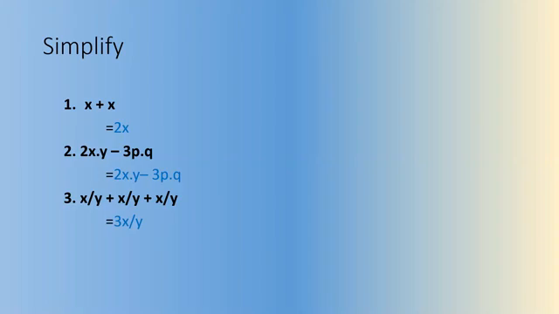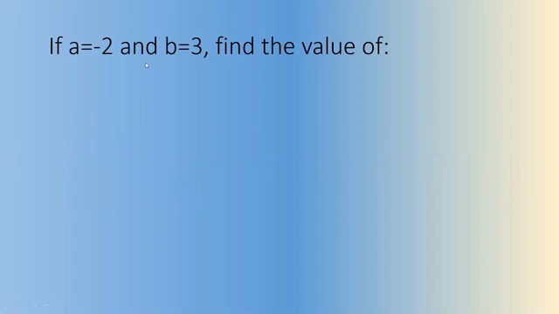Okay, 3x upon y. Now the question is, if a is equals to minus 2 and b is equals to 3, find the value of. Okay. Now, how can we solve this question? The question is b minus a. Okay. Now listen to me carefully. Here, a contains the negative value.